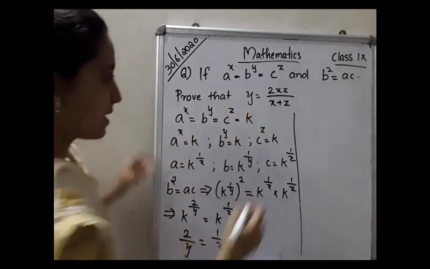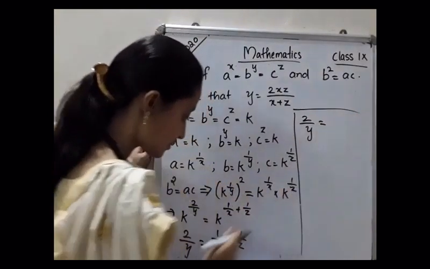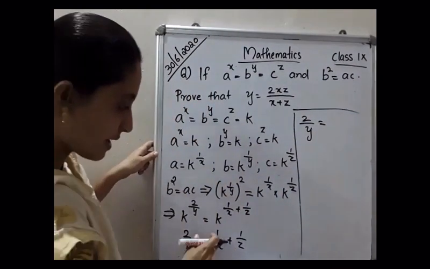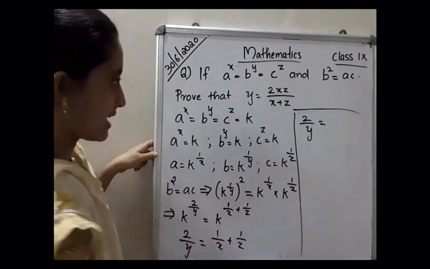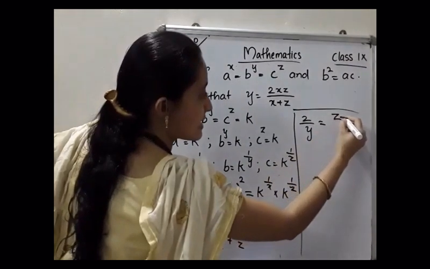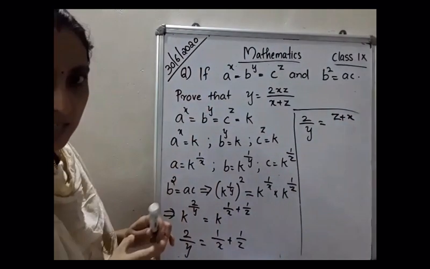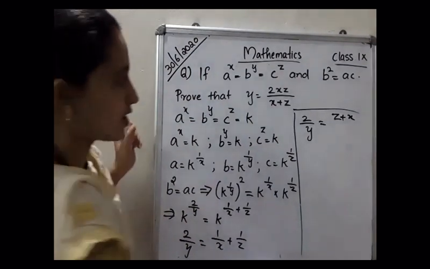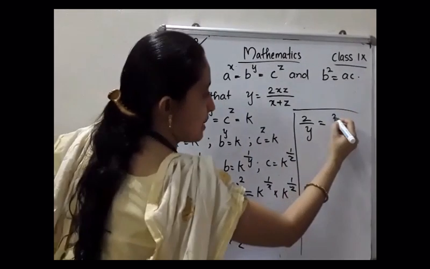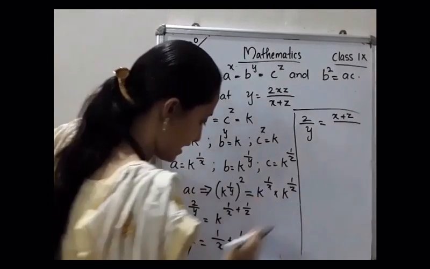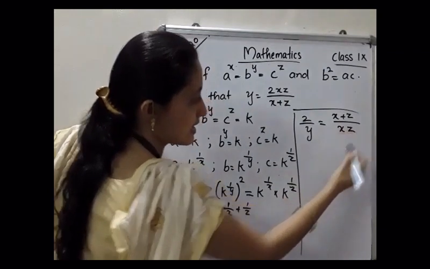For that purpose, you can write 2 by y is equal to, cross multiplying, 1 into z is z, plus 1 into x is x. So you can write z plus x, which is the same as x plus z. Is there any problem? No. So x plus z divided by, the denominator is x into z.